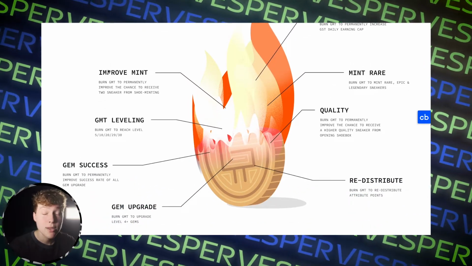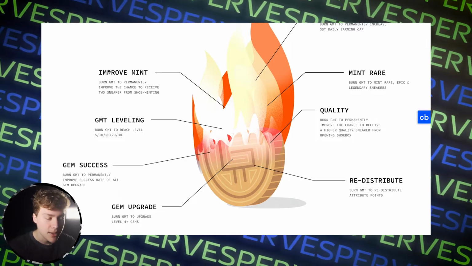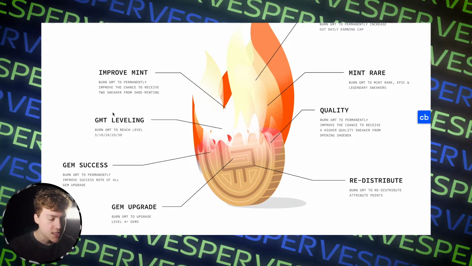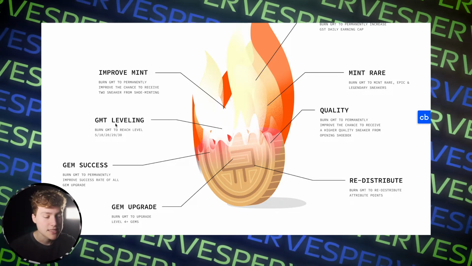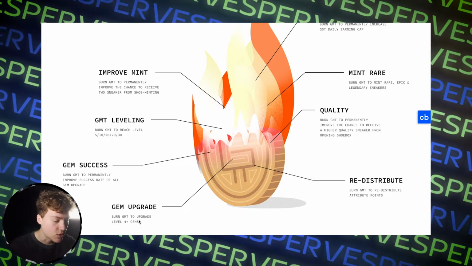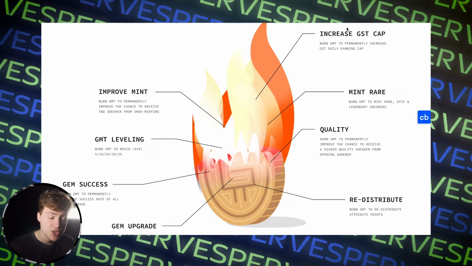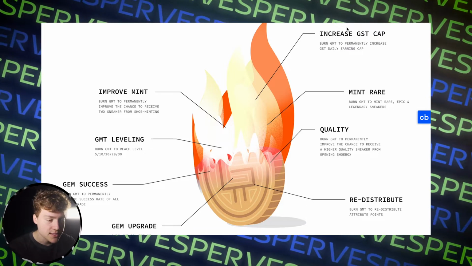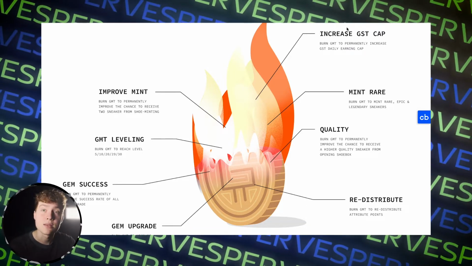So essentially, when you want to mint new sneakers, essentially when you want to create new sneakers, you need to spend or burn some GMT. If you want to level up your sneakers, you also need to burn both GMT and GST. If you want to upgrade, also you burn GMT. If you want to increase your GST cap, you also burn your GST. So they thoroughly describe why the supply of the token will eventually go down and the price will go up.